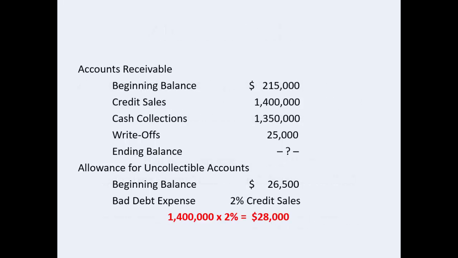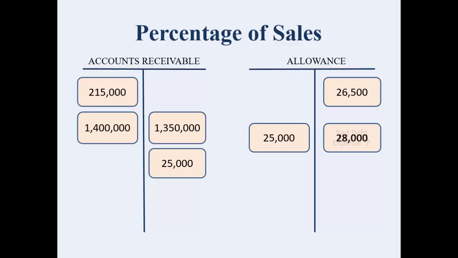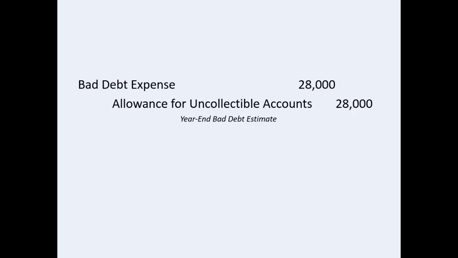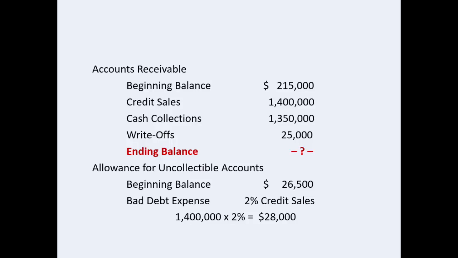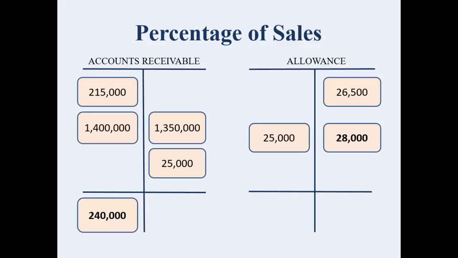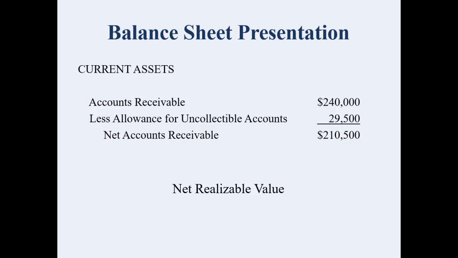Okay, now we look at what is bad debt expense. I'm taking $1.4 million, multiplying it by 2% credit sales. I want that bad debt expense to be $28,000, so it's one step and you're done. But still you have to determine what your ending balances are, because the $28,000 is going on the income statement. The $240 less the $29,500 is going on the balance sheet. But to calculate bad debt expense, it's one step and you're done. And this is how your current assets should be shown for the net realizable value of your accounts receivable.